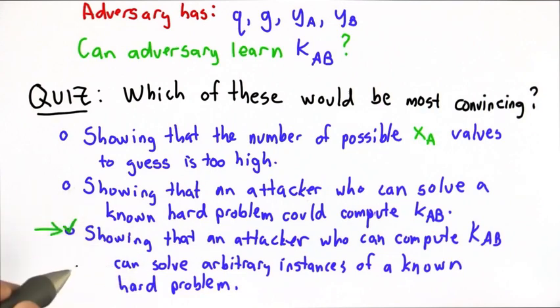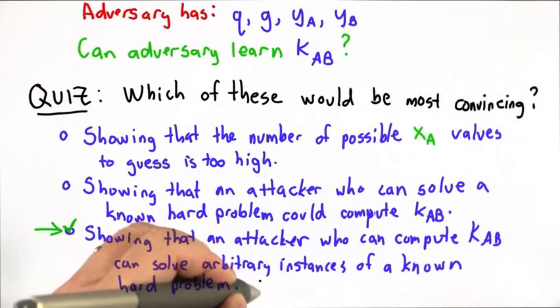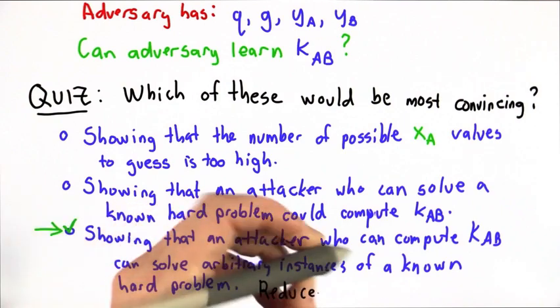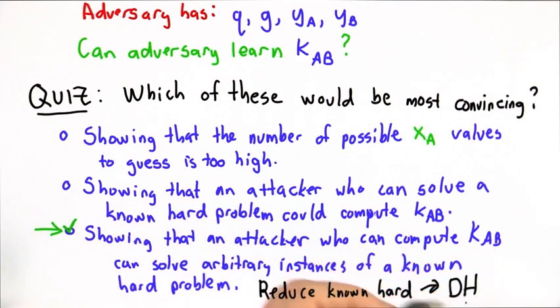So the correct answer is the third choice. What we'd really like to be able to show is that we can reduce some known hard problem to the Diffie-Hellman problem. And the important thing is that this would show that anyone who can solve the Diffie-Hellman problem would also be able to solve some problem that we already know is hard.